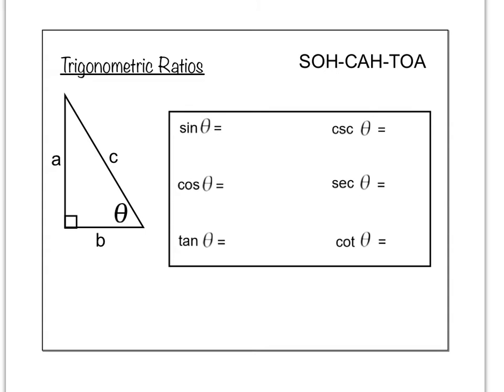So one thing that you may or may not have seen before is this symbol right here in this angle. This is pronounced theta, and it is a Greek letter. It's a part of the Greek alphabet, and it's often used for angles in trigonometry.